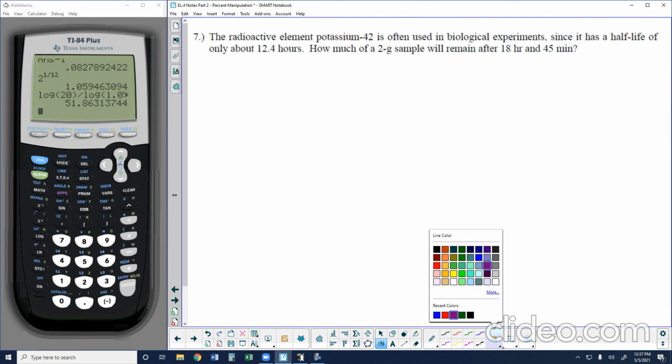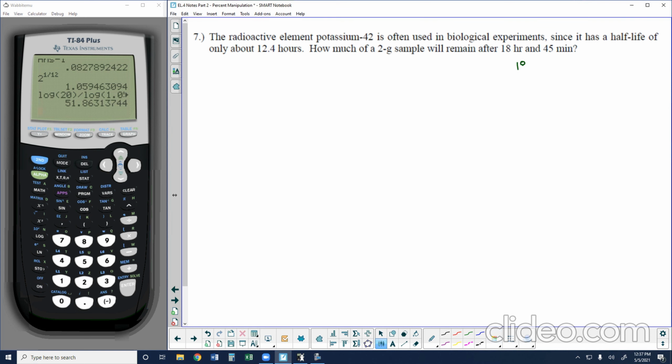Well, we're talking about the half-life in hours, so I'm going to go ahead and convert this last unit of time into just hours. 45 minutes is actually 3/4 of an hour, so 18.75 hours. I'm going to come back to that number. If I want to find out how much will remain after the 18 hours and 45 minutes, I can use my exponential equation for the quantity with respect to time, which is q sub 0 times 1 minus r to the t power. In this case, it's decaying. The half-life means it's reducing.